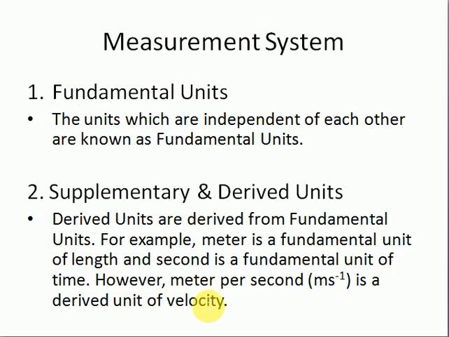So the next topic is the measurement system. In the measurement system there are two types of units, okay, like the direct measurement method and indirect measurement method. Then in the measurement system we will find two units. First is fundamental units. So what are fundamental units? The units which are independent of each other are known as fundamental units.